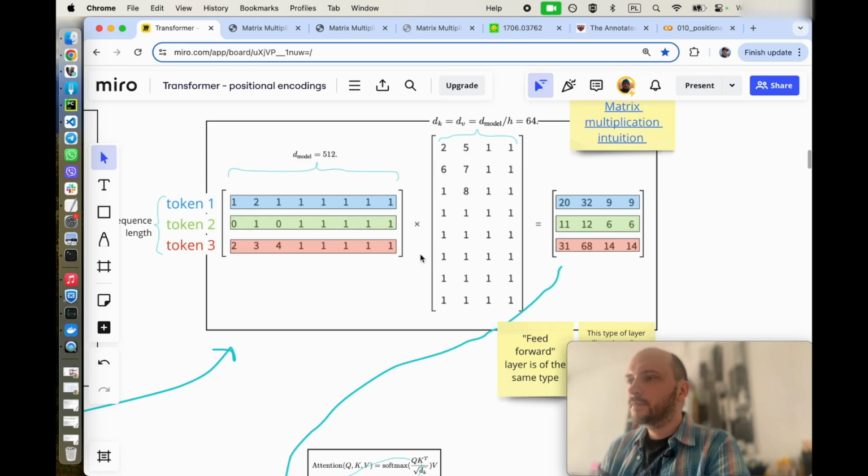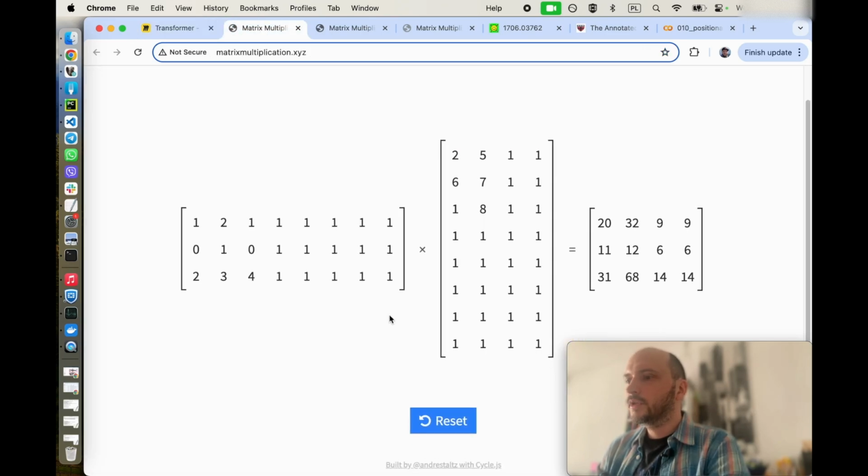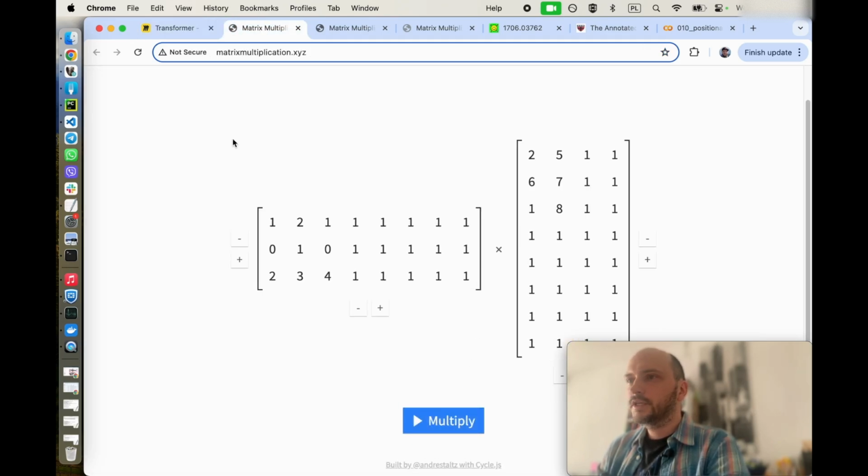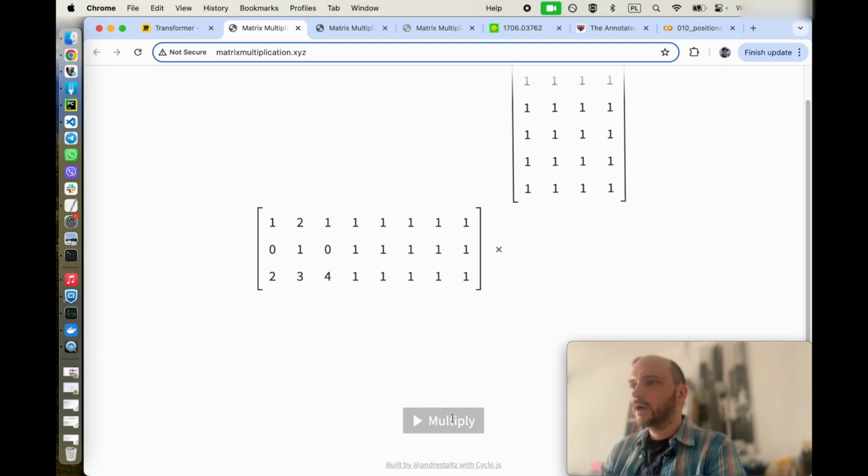And when these matrices are multiplied, the result is also separated per token. So this result is only produced by the first row, this one by the second row, etc. You will also see this visualized here. There is a great resource, matrixmultiplication.xyz, which visualizes how exactly it works.